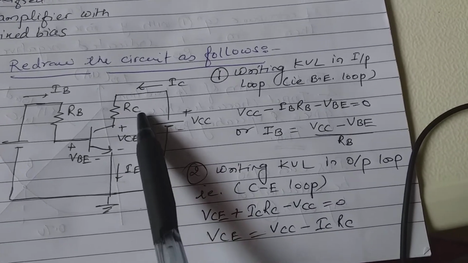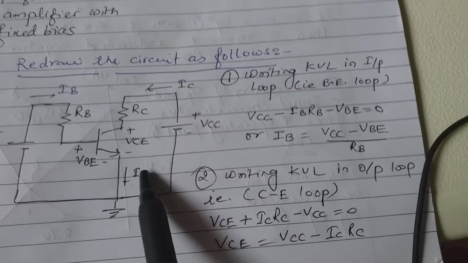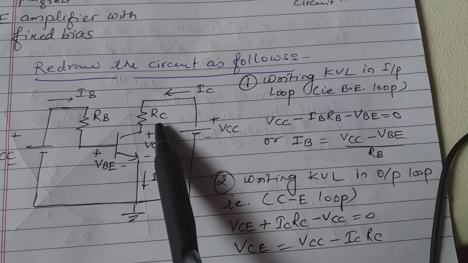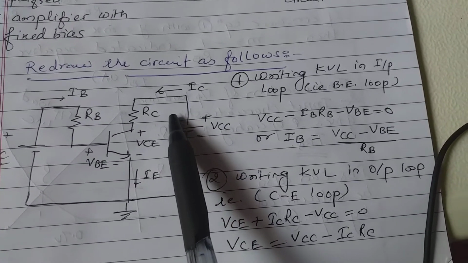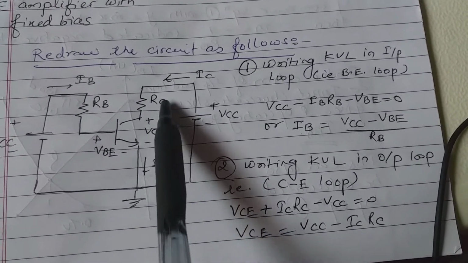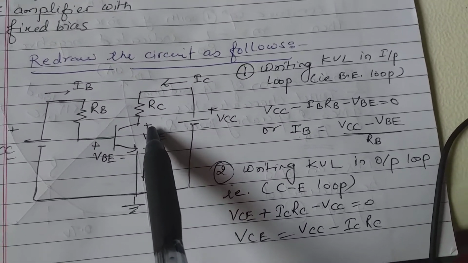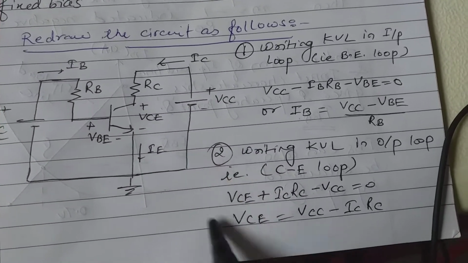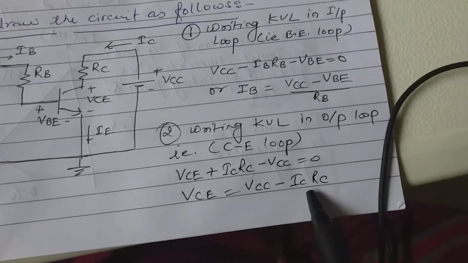Similarly, we can write the KVL equation for the collector to emitter loop, going in the clockwise direction. We can write VCE minus ICRC, then minus VCC, sorry, plus ICRC. Moving in the positive direction through VCE, and this is plus ICRC minus VCC. So we get the equation VCE is equal to VCC minus ICRC.